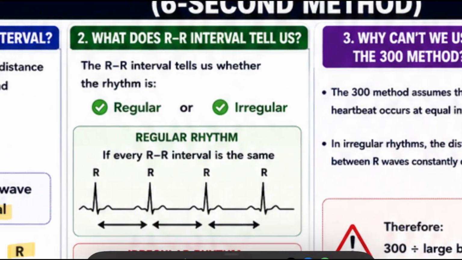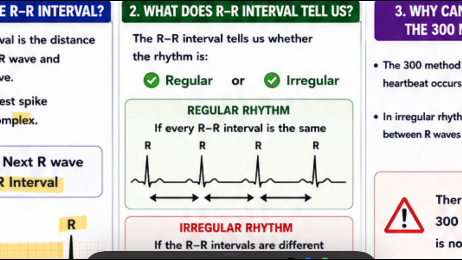Okay. So what does the RR interval tell us? The RR interval tells us whether the rhythm is regular or irregular. That's why we always have to compare the R waves, the tall spikes. In regular rhythm, if every RR interval is the same, the rhythm is regular. For example, if you see R to R is four large boxes every time, that is regular rhythm.